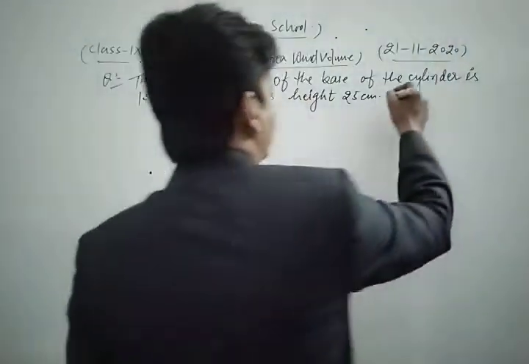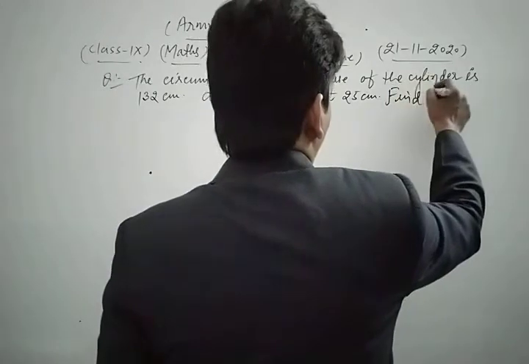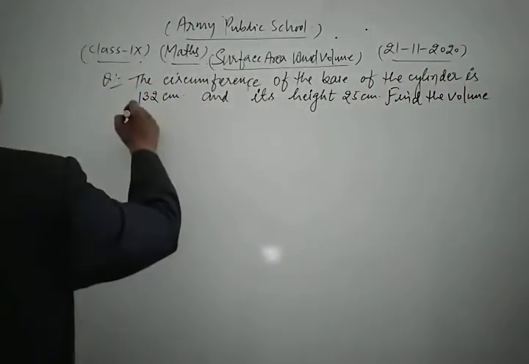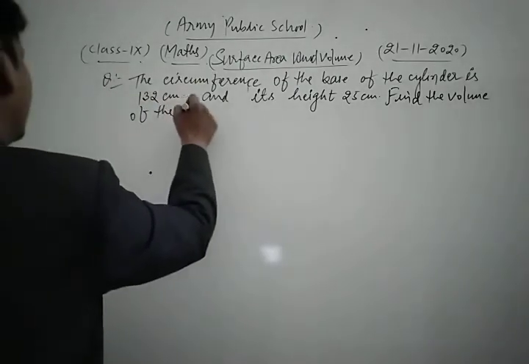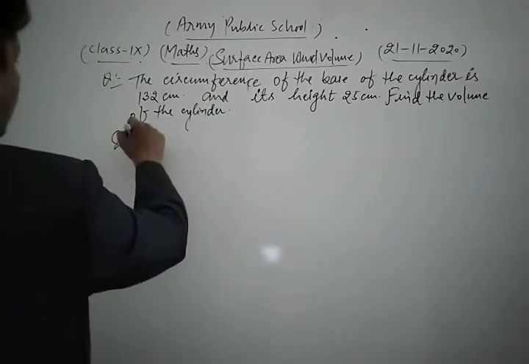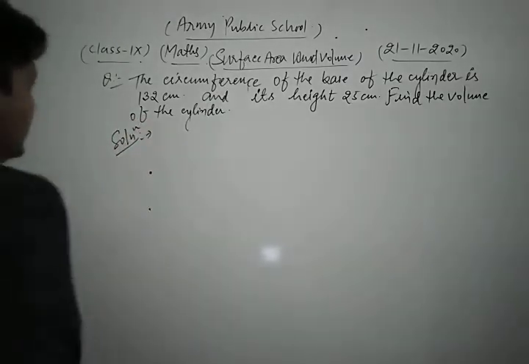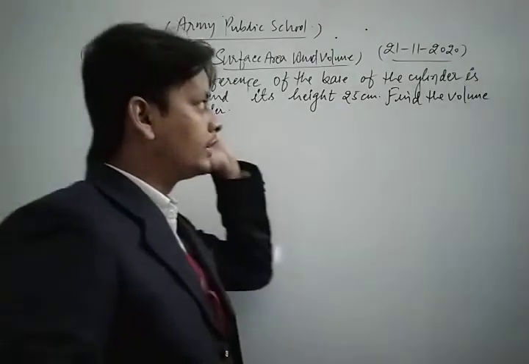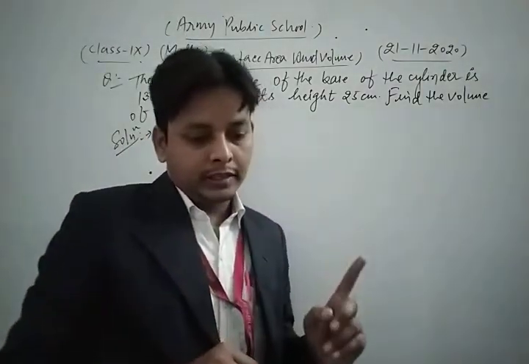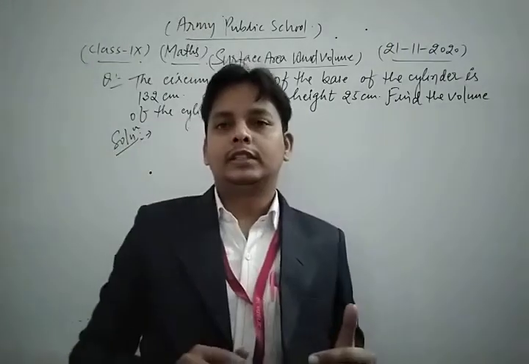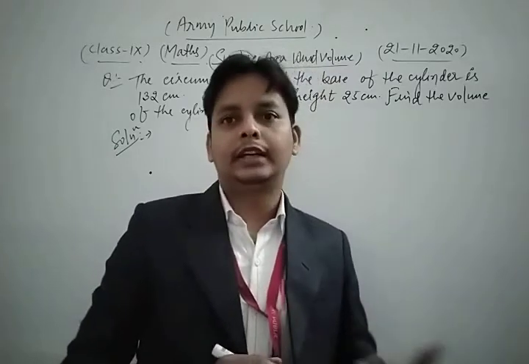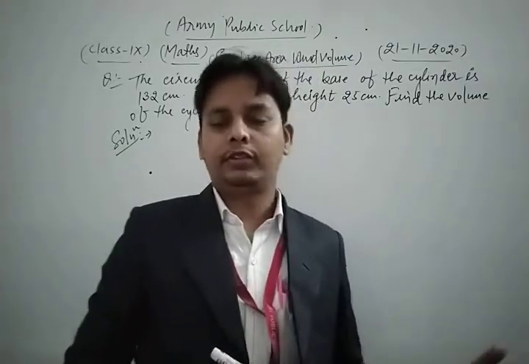Okay, your question is to find the volume of the cylinder. Let's see its solution. In that question, first of all, the circumference of the base of the cylinder is given. In finding the volume of the cylinder, we know that the formula for the volume is pi r square h. So first we find the radius, and after that we find its volume.